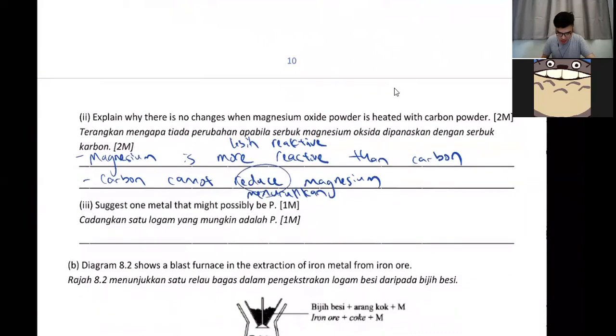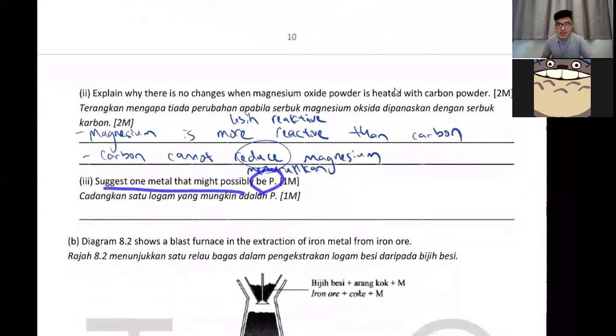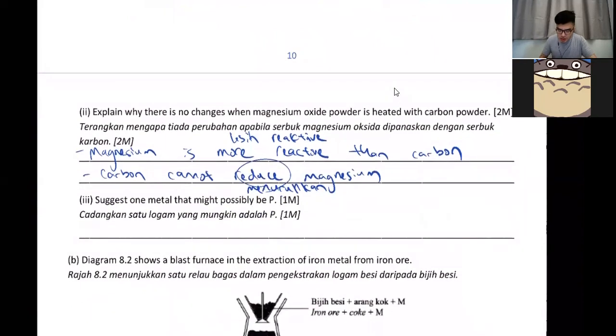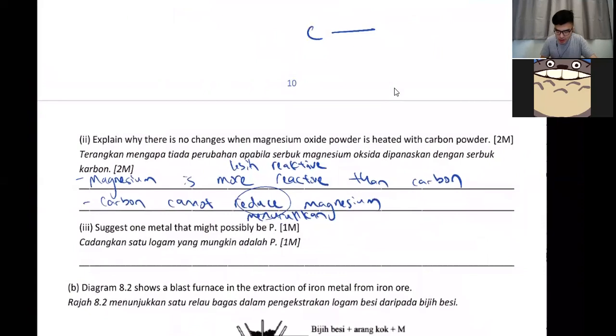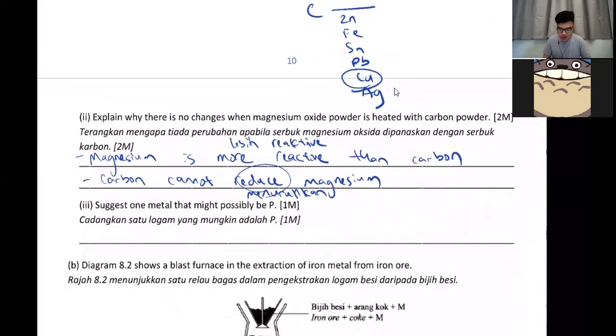All right, so number 3, suggest one metal that might possibly be P. So what might P be? Okay, so you see, anything below carbon is possible. So as you know, copper is here. Of course, P is higher than copper because copper will just burn. Glow means this thing is not as bad looking as copper. So it could be any of these 4. So you can write any of these. You can choose one of it. So I'll just give you 4 answers lah. Zinc, iron, tin, and lead.